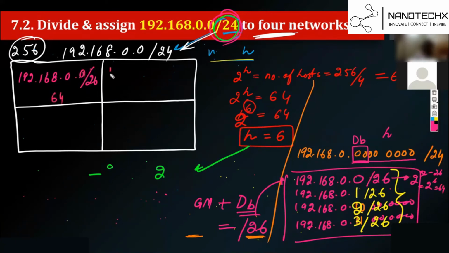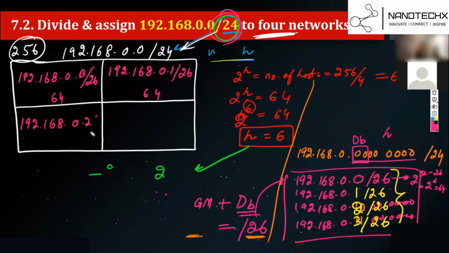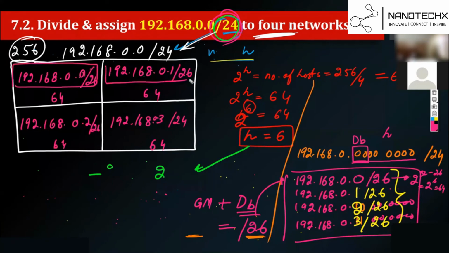The second one is 192.168.0.1/26, which gives us 64 IP addresses. The third one is 192.168.0.2/26, which gives us 64. So this is how we can convert .0/26. Now what we do, we just assign these networks any IP addresses we can use.